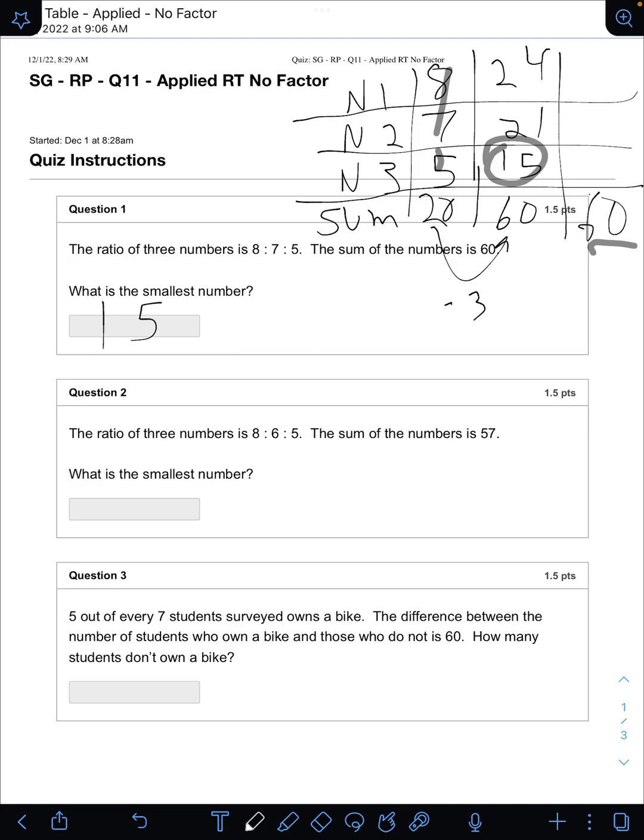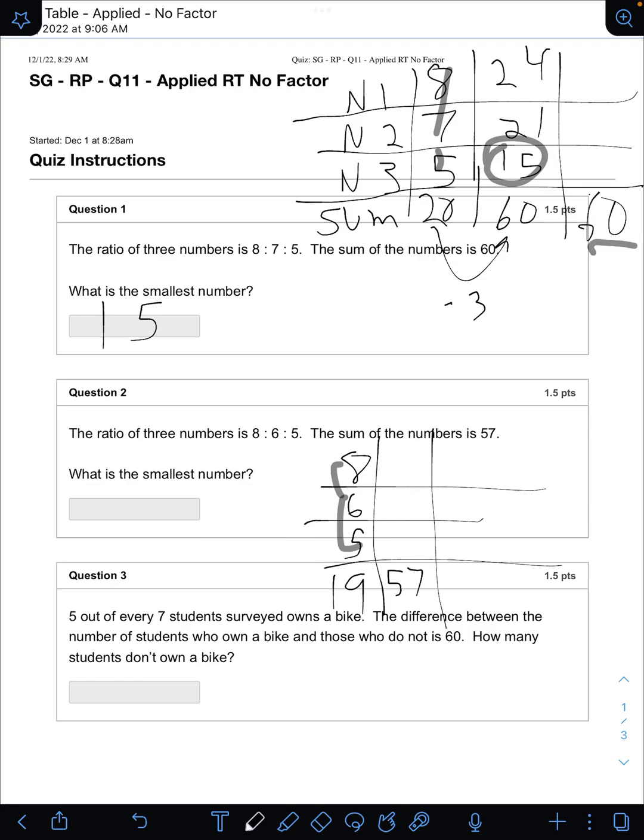Ratio of three numbers is 8, 6, and 5, and the sum is 57. Okay, so I know I got an 8, a 6, and a 5. But I don't know what their final form is. Okay, but I do know that they add up to 57. Well, what does my ratio add up to? I know that 5 and 6 are 11, plus 8 is 19, right? Ooh, does 19 fit into 57?